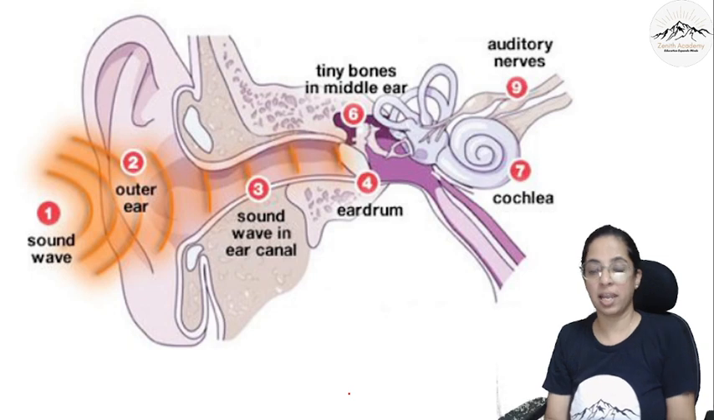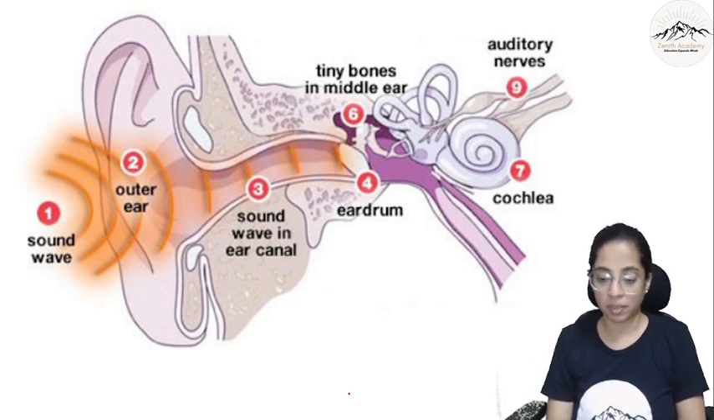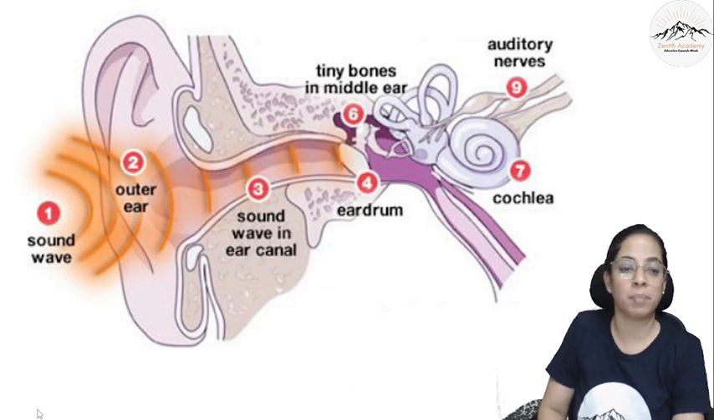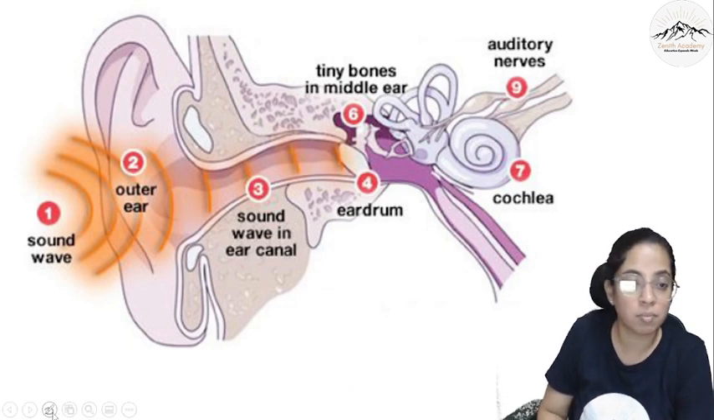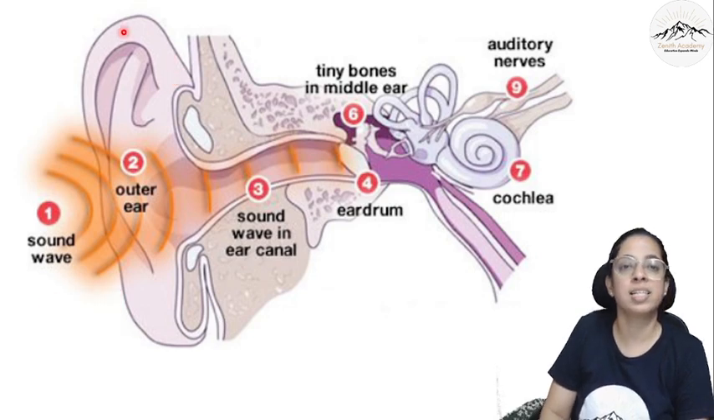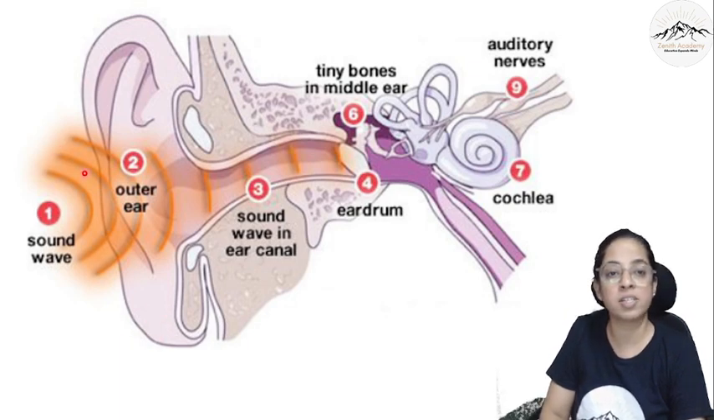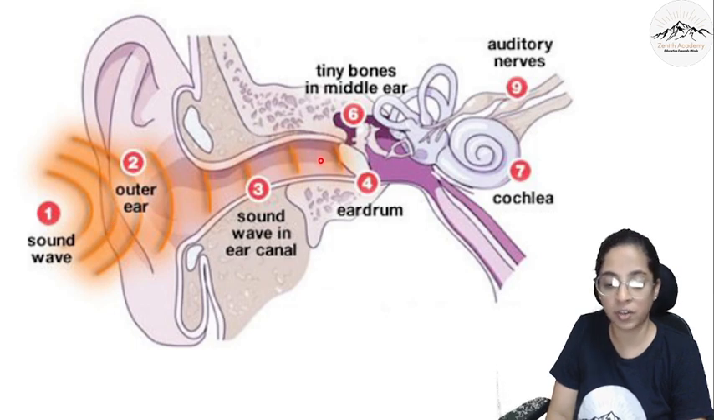So can you see the diagram very clearly? I hope I am not coming in between the diagram. Okay. Now see here what happens. I'll just take the marker again. You can see this is the external part of the ear. So this is known as pinna. The pinna collects these sound waves. These are the sound waves that are coming. So pinna collects the sound waves and conducts them through the external auditory canal.